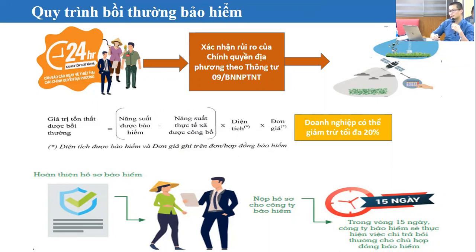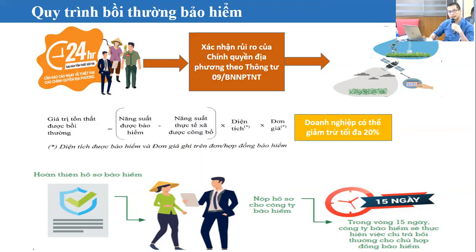Sau đó chính quyền địa phương sẽ dựa vào thông tư 09 của Bộ Nông nghiệp và Phát triển Nông thôn để xác nhận hoặc công bố rủi ro từ chính quyền địa phương. Nhưng vấn đề là bồi thường dựa vào thiệt hại, và thiệt hại năng suất chỉ được tính toán khi thu hoạch, cho nên phải chờ đến cuối vụ và xem xét dữ liệu được tính toán từ các dữ liệu vệ tinh, sau đó sẽ bồi thường cho người nông dân.